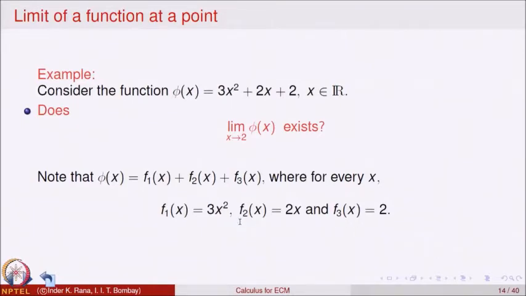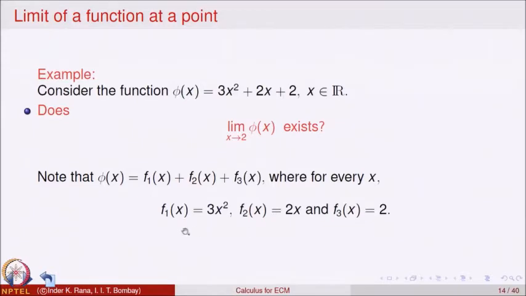What is the limit of f2 as x goes to 2? The limit of f2 of x is the limit of 2x. Now, using the algebra of limits, treat this as alpha times f. So, 2 comes out. It is 2 times the limit of x as x goes to 2. So, that is equal to 4.